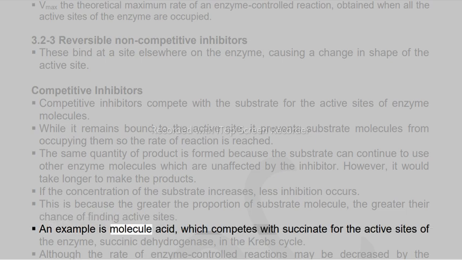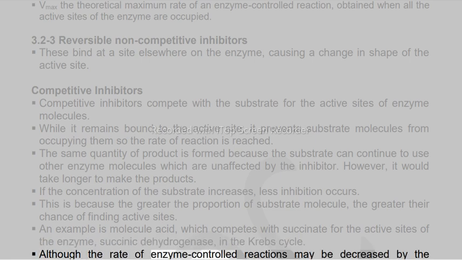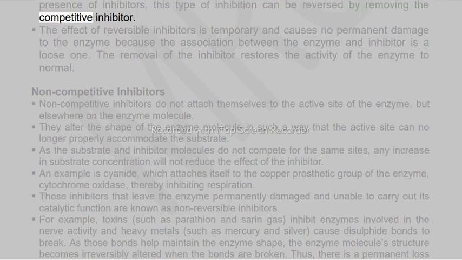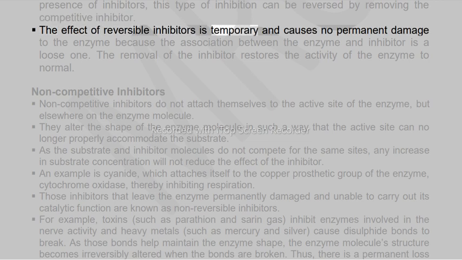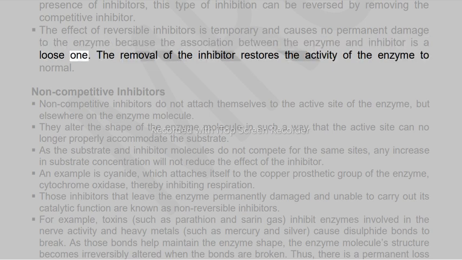An example is malonic acid, which competes with succinate for the active sites of the enzyme succinic dehydrogenase in the Krebs cycle. Although the rate of enzyme-controlled reactions may be decreased by the presence of inhibitors, this type of inhibition can be reversed by removing the competitive inhibitor. The effect of reversible inhibitors is temporary and causes no permanent damage to the enzyme because the association between the enzyme and inhibitor is a loose one. The removal of the inhibitor restores the activity of the enzyme to normal.